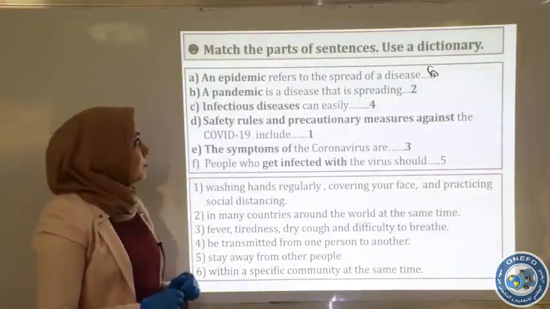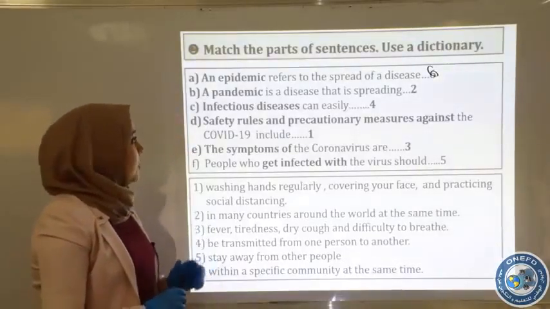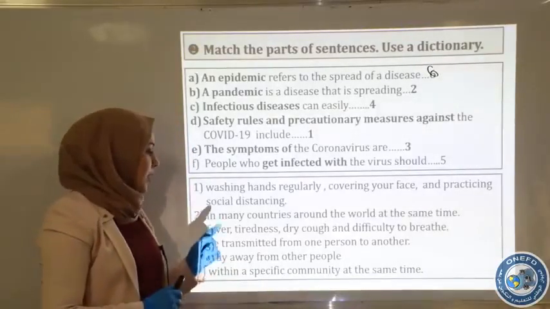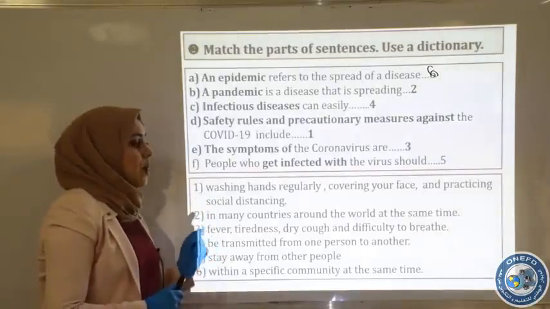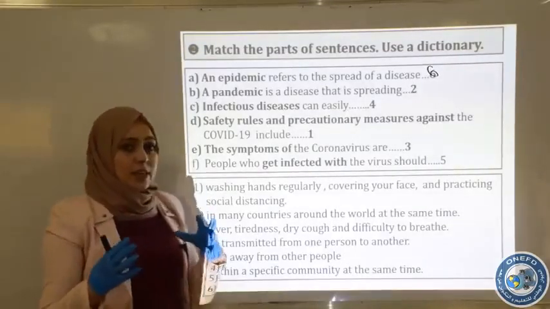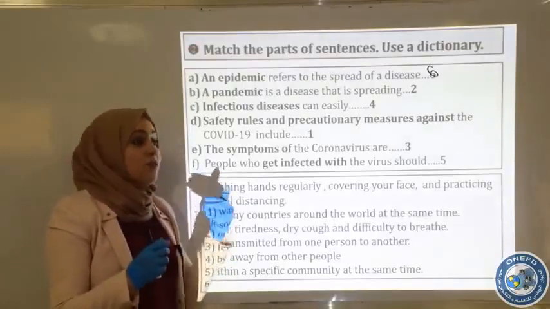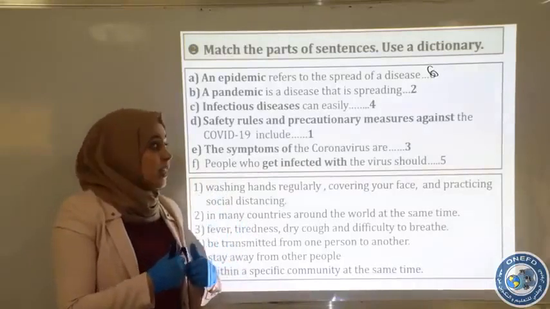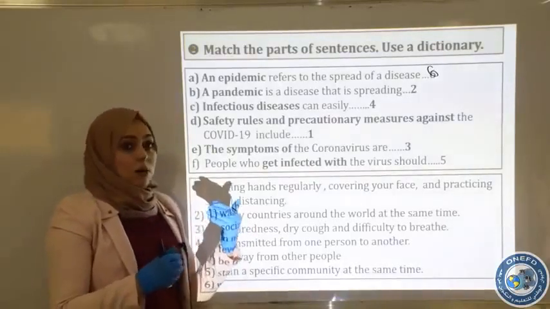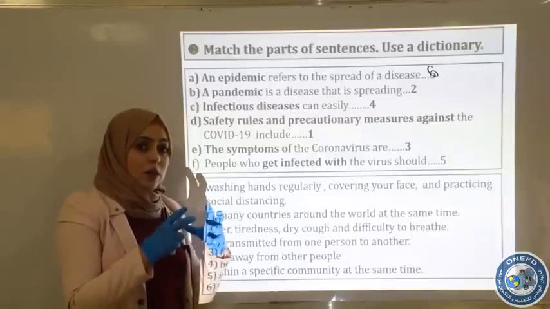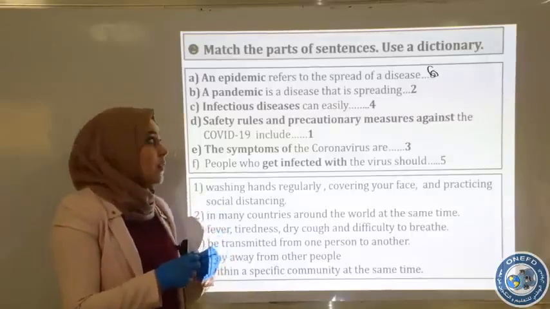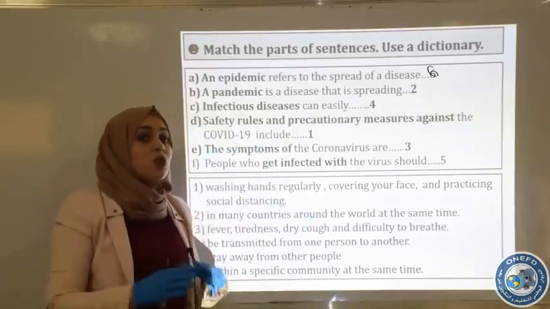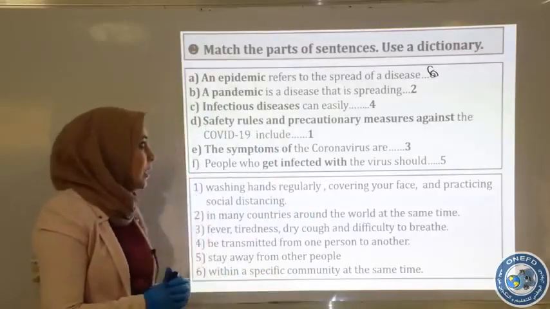All right, so let's go through the answers. B, a pandemic is a disease that is spreading in many countries around the world at the same time. So, we said an epidemic can affect just one country or a few countries that are close together, or just one area or group of people in one area. But a pandemic, when it moves to other countries in all the world, we call it a pandemic.